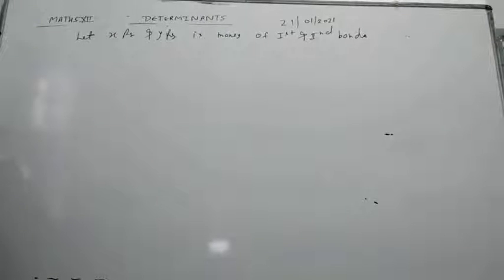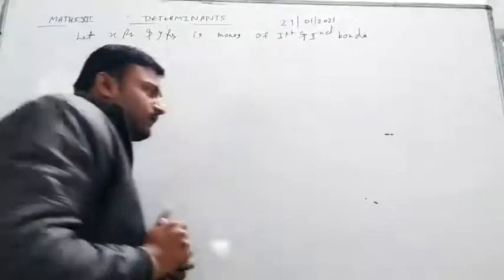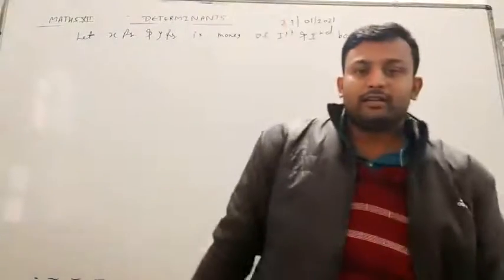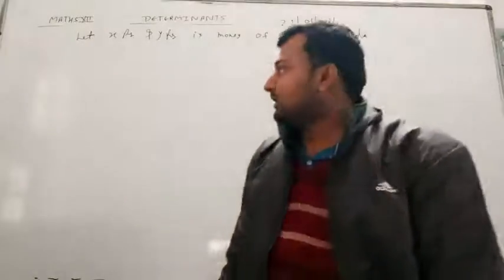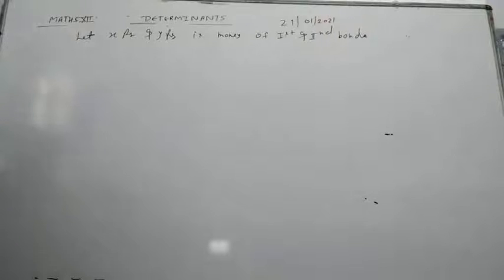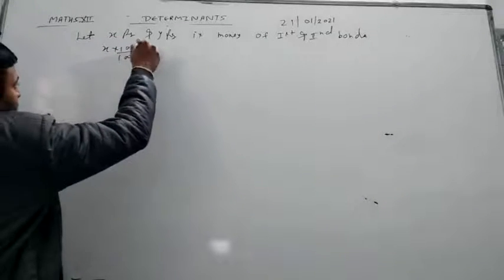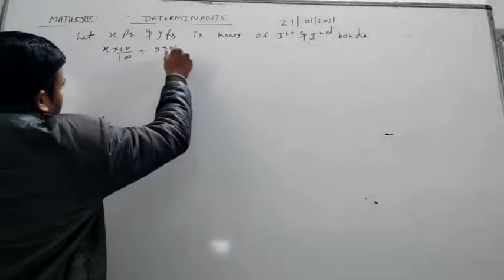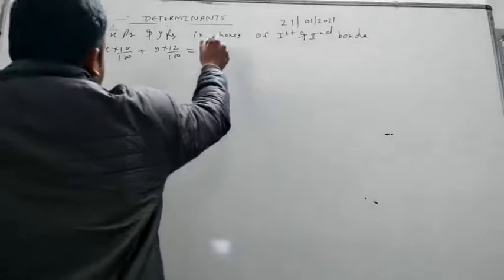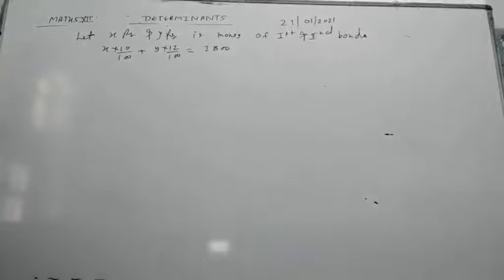So according to the conditions, according to the question students, the question says that in the first bond he made interest 10% and in the second bond he made interest 12%. And the total interest is 2800. So we write X into 10%, Y into 12%, and the total interest is 2800 rupees. Okay.